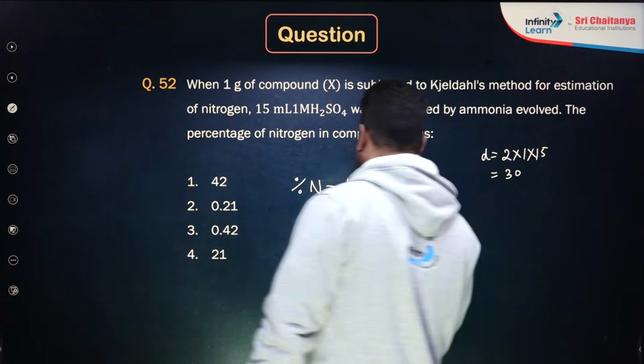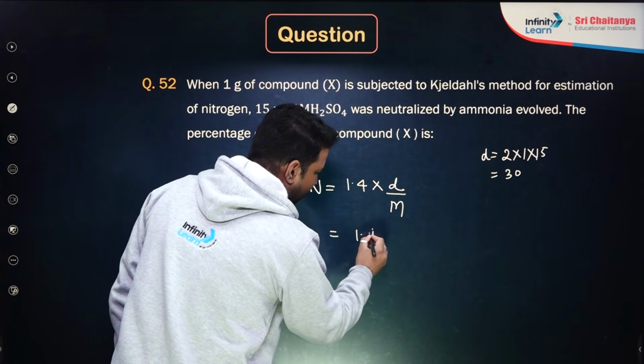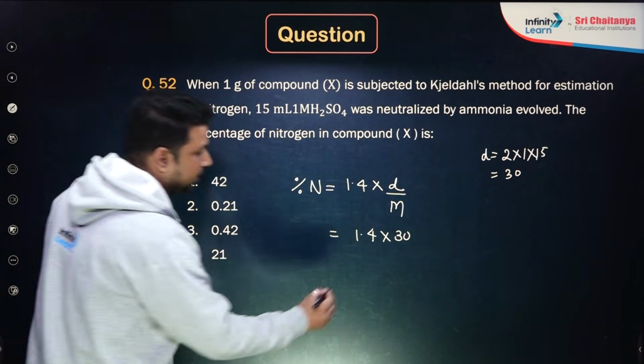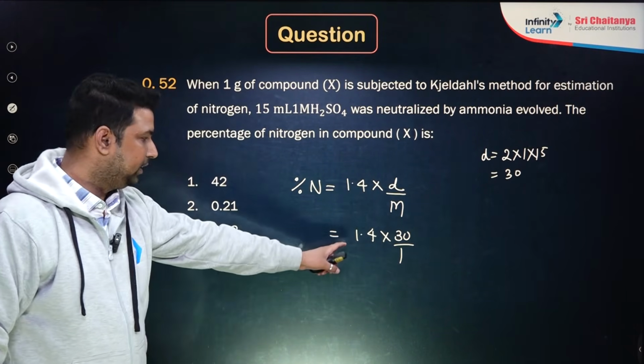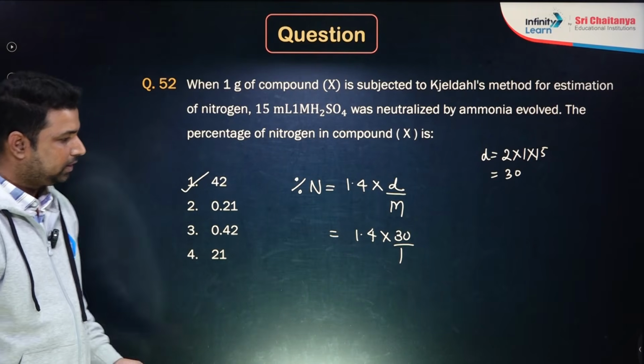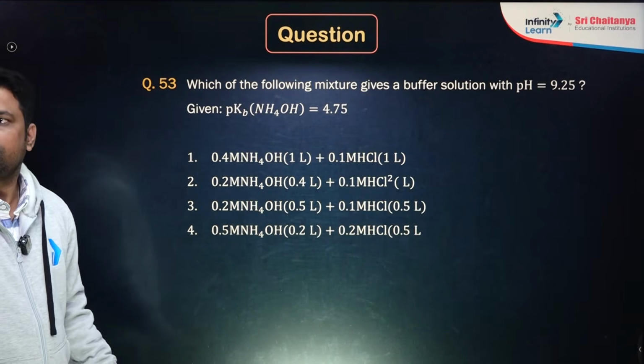So if I put the value, 1.4 into 30, M is the mass of the organic compound which is 1 gram. So you can say 14 times 3 is 42, the option will be 42%. The first will be correct. So the first is your answer.